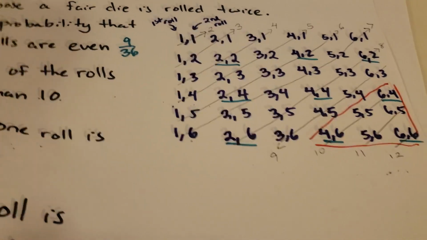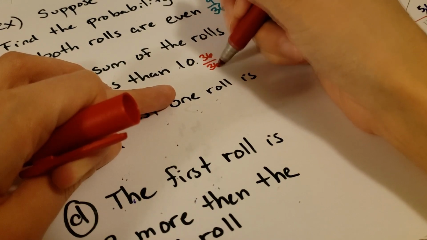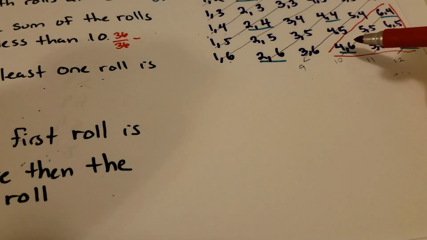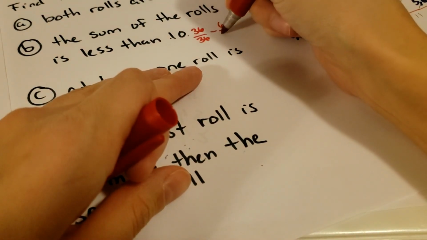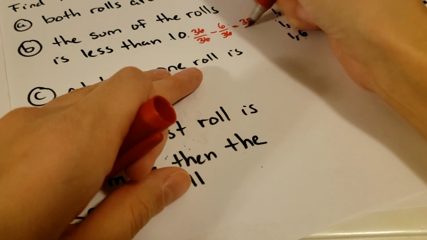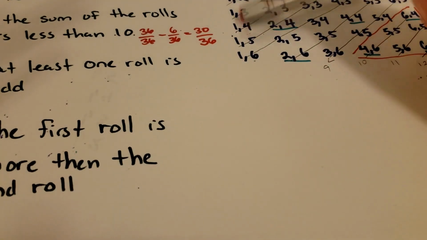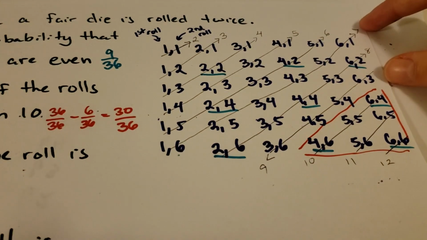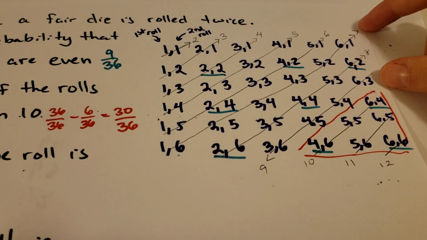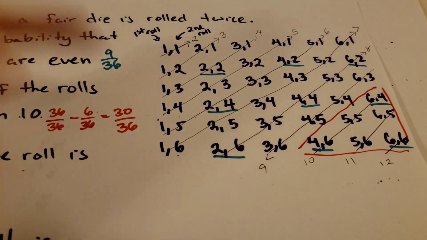So the sum of the rolls being less than 10, well, if we do 36 out of 36, which is everything, minus everything that's not less than 10, so that's 1, 2, 3, 4, 5, 6, 6 out of 36, gives us 30 out of 36. Now what we also could have done is counted everything else in this sample space, everything that's less than 10 when we look at the sum, but that would take forever to do. So this is an example where if you're familiar with how complements work, you have a little bit less of a hassle finding the answer.